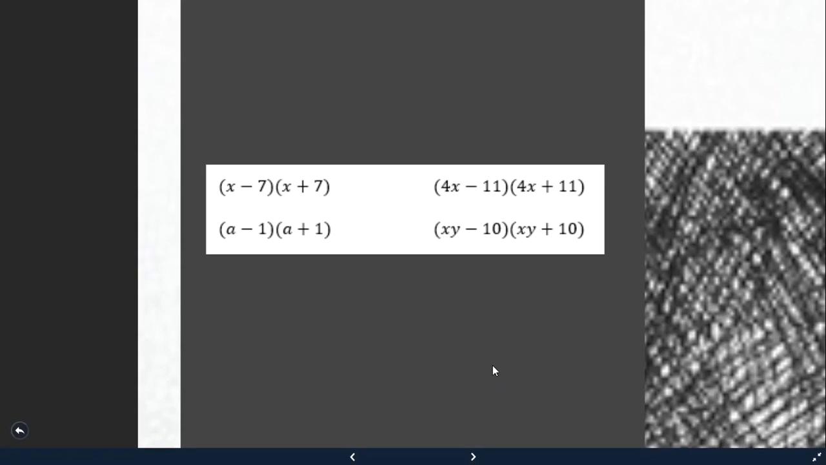All right, so our first example was x squared minus 49. The square root of x squared is x. The square root of 49 is 7. One gets a minus and one gets a plus. Then below that, we had a squared minus 1. Well, the square root of a squared is a. The square root of 1 is 1. One gets a minus and one gets a plus.